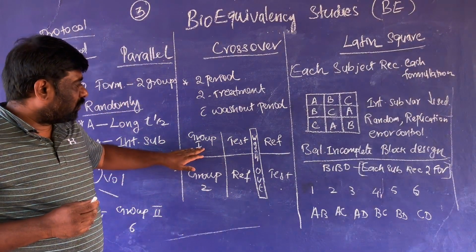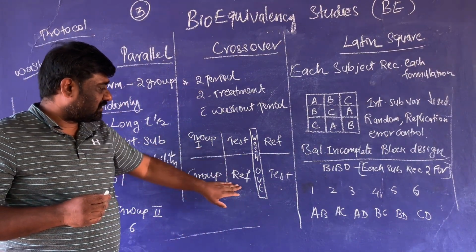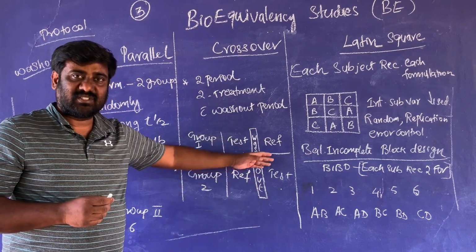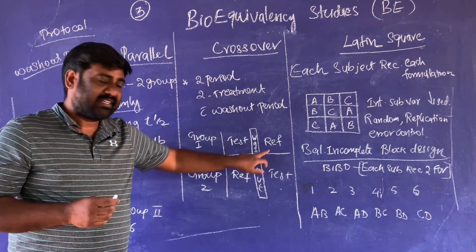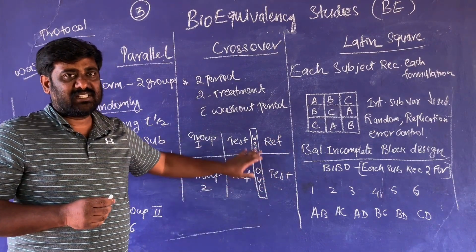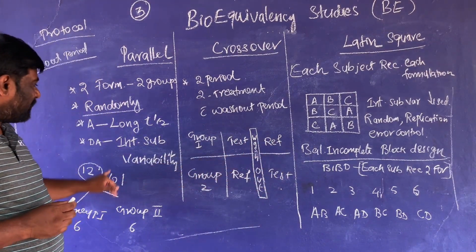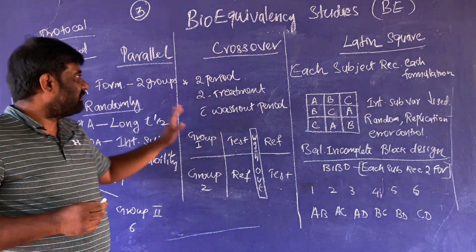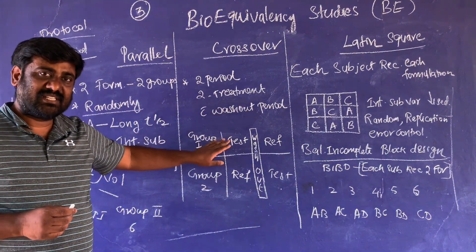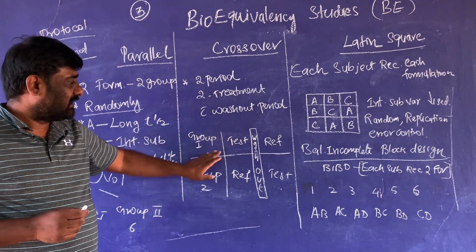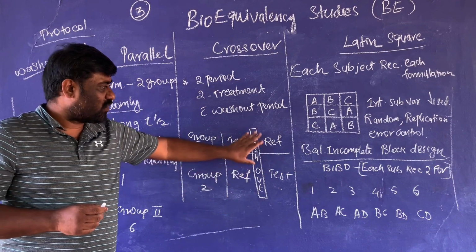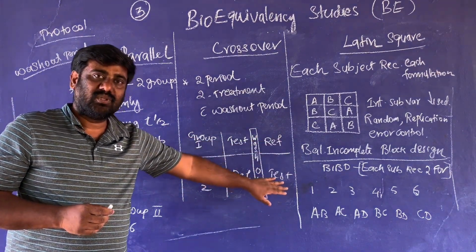Now group 1 received test, group 2 received reference. After a 1 week washout period, it is reversed, vice versa. Group 1 receives reference and group 2 receives test. The advantage of this method is that inter-subject variability is minimized compared to parallel design. The disadvantage of the crossover study is that it consumes more time. One set of study is done, then a washout period is given and we have to do the second study.